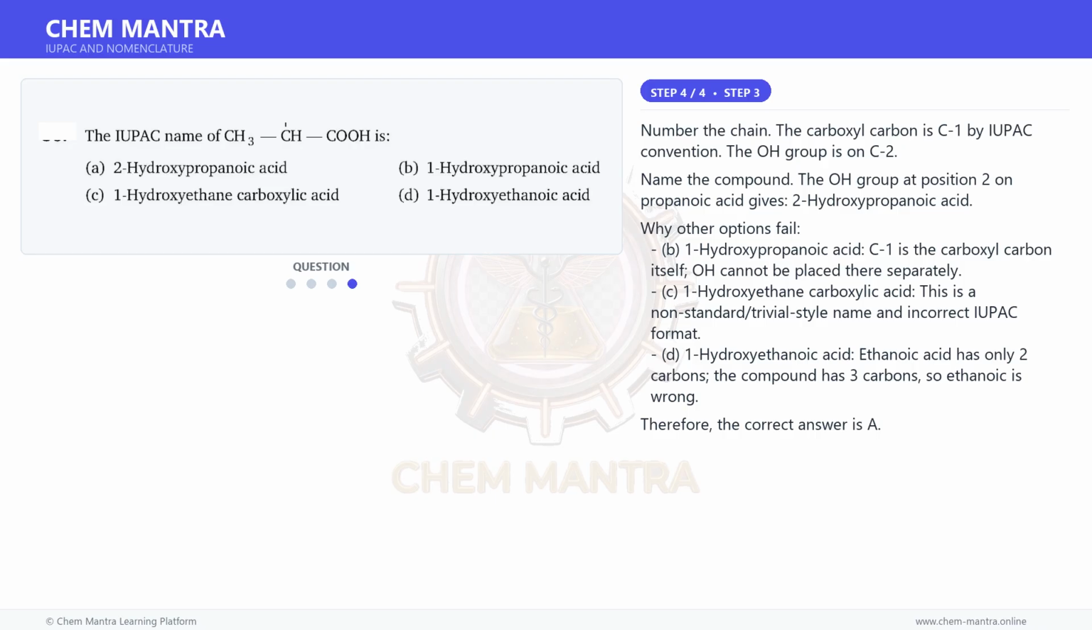Why other options fail? B. 1-hydroxypropanoic acid. C1 is the carboxyl carbon itself. OH cannot be placed there separately. C. 1-hydroxyethane carboxylic acid. This is a non-standard trivial style name and incorrect IUPAC format. D. 1-hydroxyethanoic acid. Ethanoic acid has only 2 carbons. The compound has 3 carbons, so ethanoic is wrong.